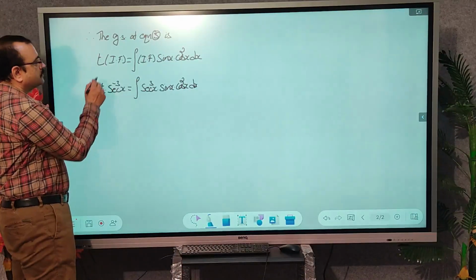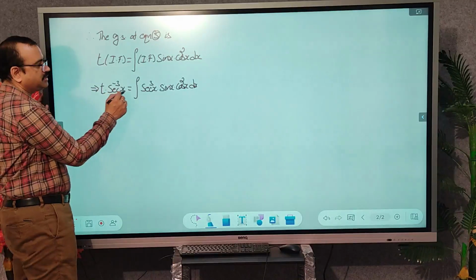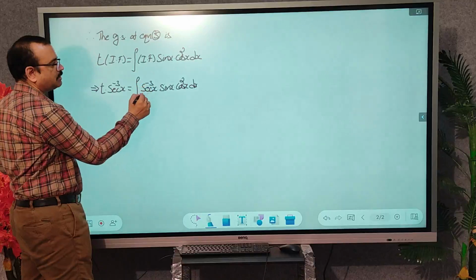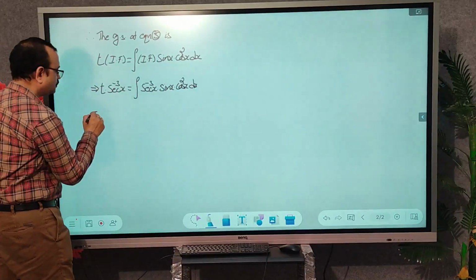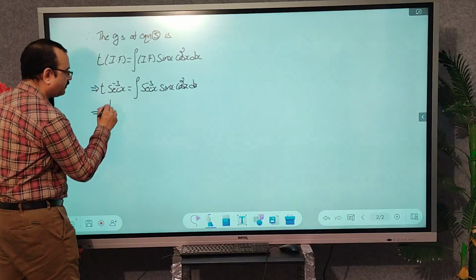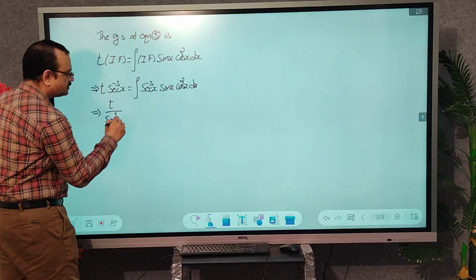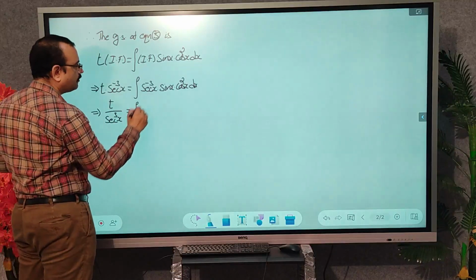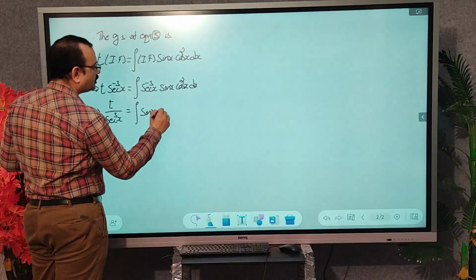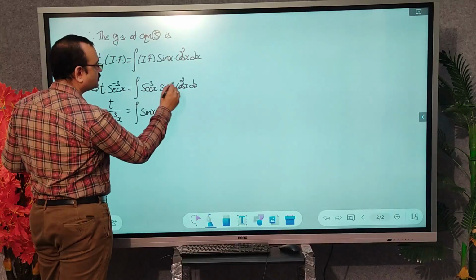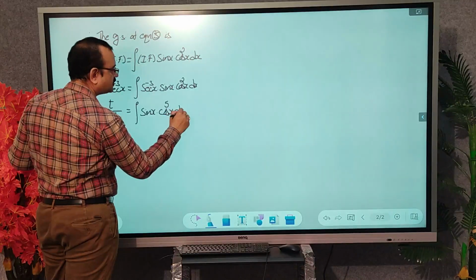So if you simplify this, t into integrating factor secant power minus 3x is equal to integral of secant power minus 3x into sin x into cos square x dx. Now just simplify this. t by secant cube x is equal to integral of sin x into cos power, 3 plus 2 is 5, cos power 5x dx.